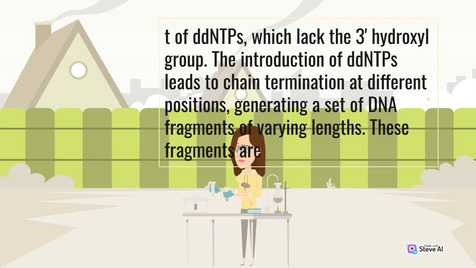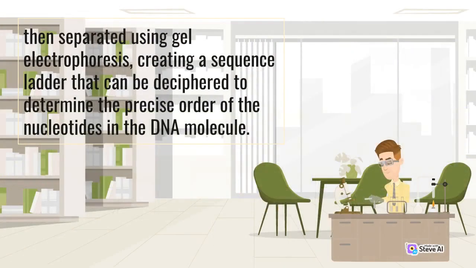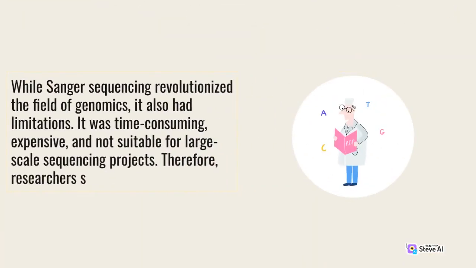These fragments are then separated using gel electrophoresis, creating a sequence ladder that can be deciphered to determine the precise order of the nucleotides in the DNA molecule. While Sanger sequencing revolutionized the field of genomics, it also had limitations. It was time-consuming, expensive, and not suitable for large-scale sequencing projects.